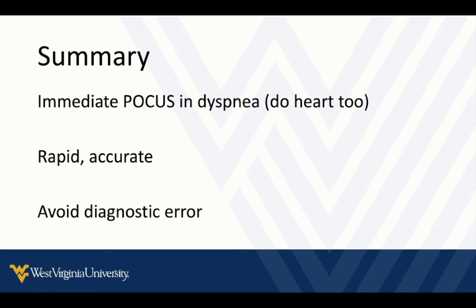Lastly, in summary, do immediate ultrasound in patients who are short of breath. Often you're going to want to do the heart as well. It's rapid, it's accurate, it's going to help us avoid diagnostic error and give more appropriate and more tailored treatment plans for our patients. So that's everything with heart and lung ultrasound.